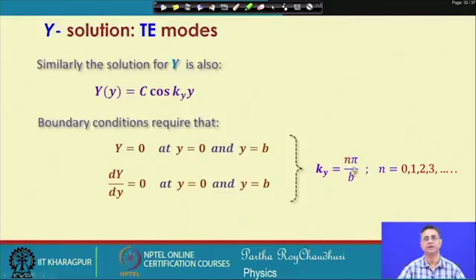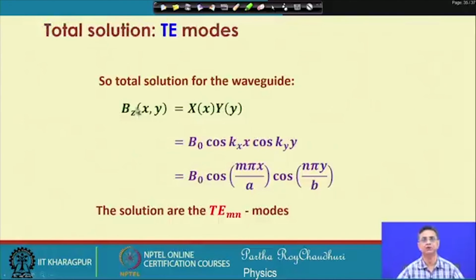Again, if you put the boundary condition, we can write that k y equal to n pi by b, where n can take up all integral values. So, the total solution for this waveguide can be represented in terms of this. This is due to the x part of the solution, and this one is for the y part. Put together, k x and k y are also known from the boundary conditions.